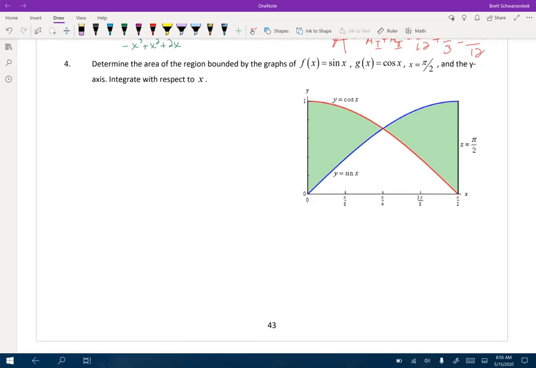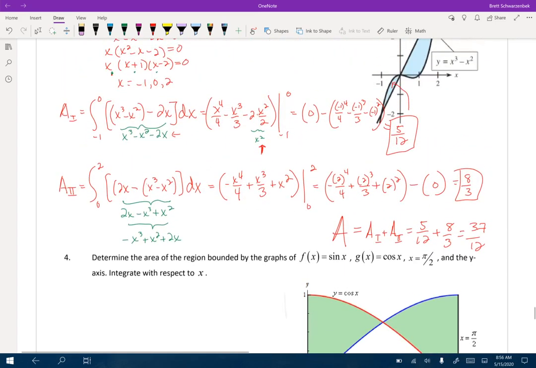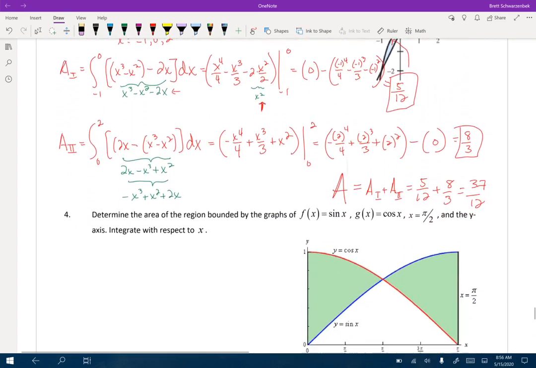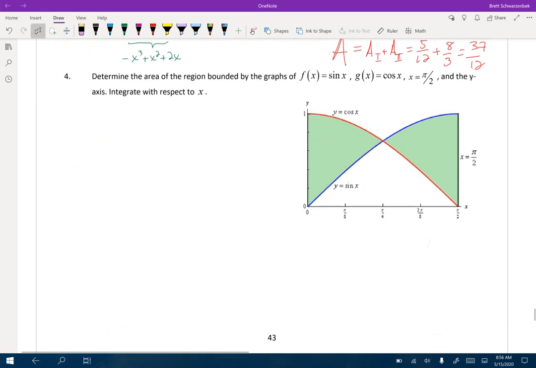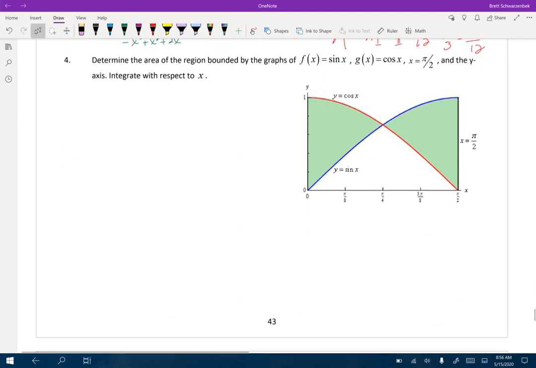Number 4, determine the area of the region bounded by the graphs f of x equals sine x, g of x equals cosine x, x equals pi over 2, and the y-axis. Integrate with respect to x. Okay. So when we're looking at this setup, note we've gone back to having 4 equations. When I say the y-axis, that is the equation x equals 0. Okay, y-axis, x equals 0.